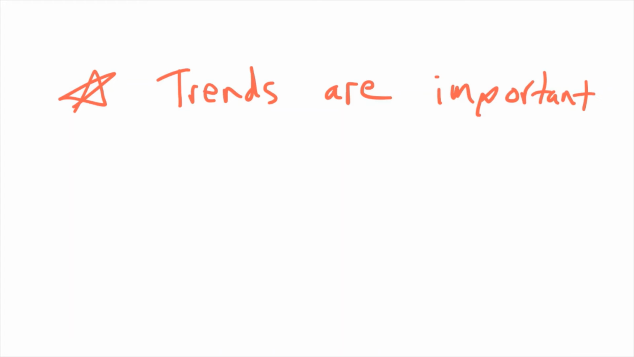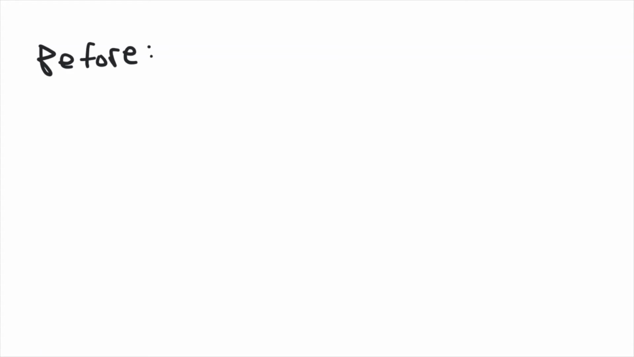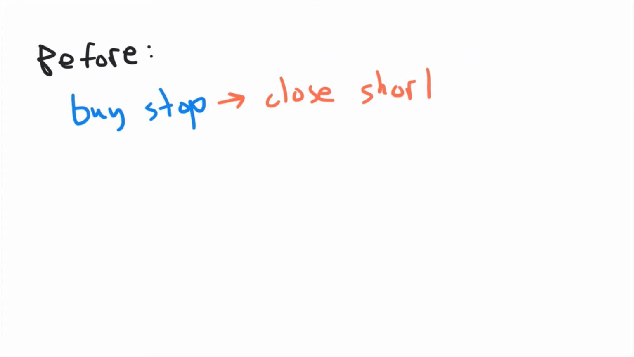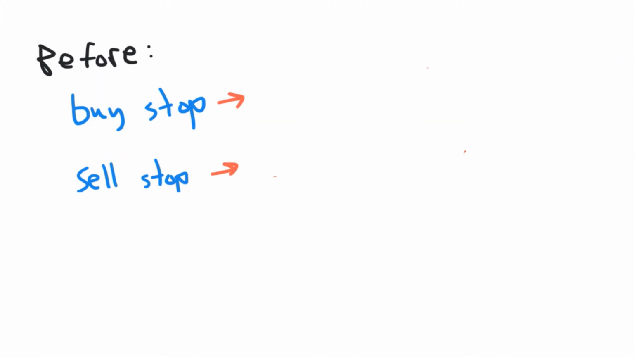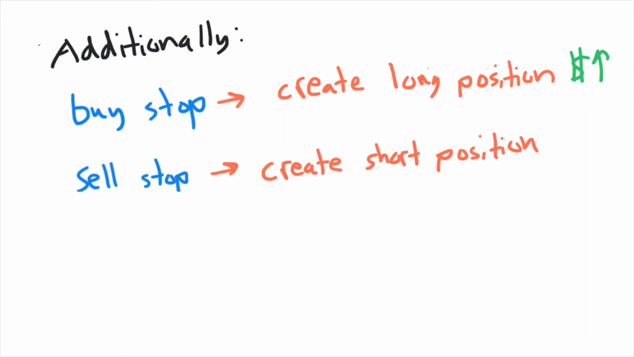And trends are super important when we're trading with a short time horizon. And so before, just to recap this one more time, I said we could use a buy stop to close a short position and a sell stop to close a long position. But now I'd like to add that we can create a long position with a buy stop when the price goes up and create a short position when the price goes down.